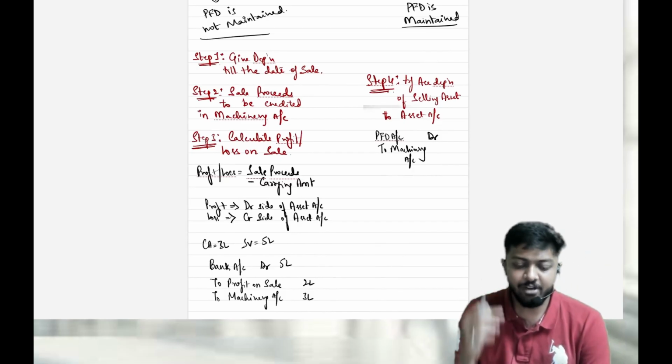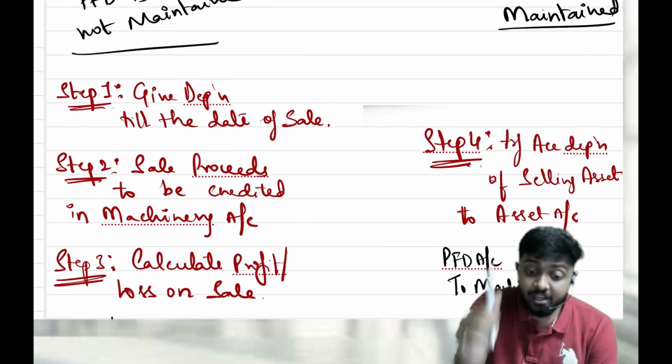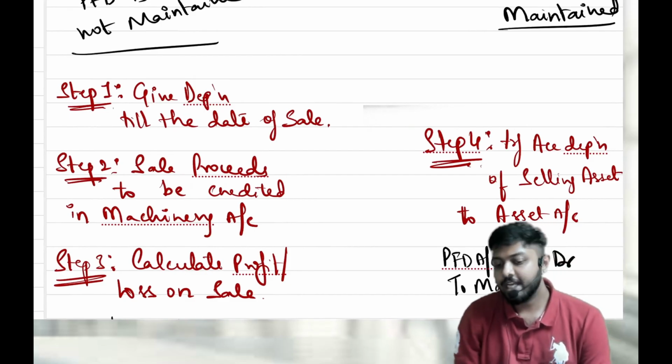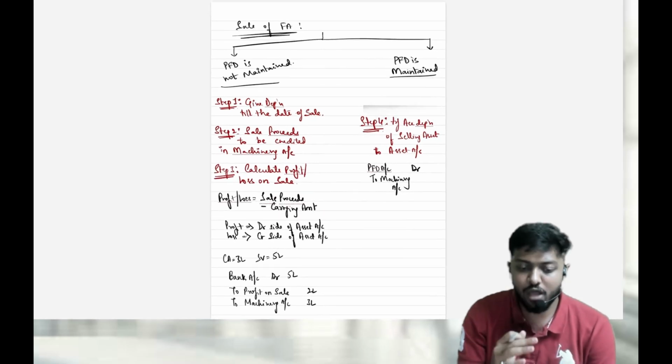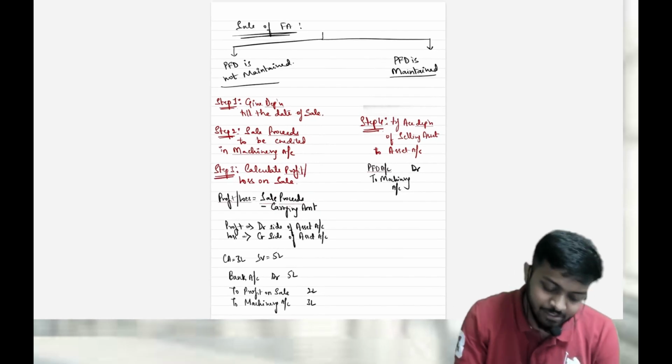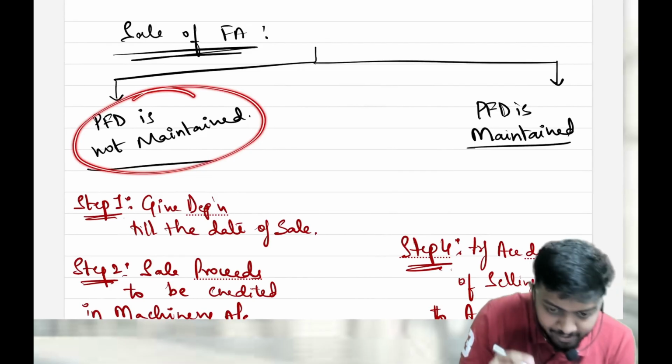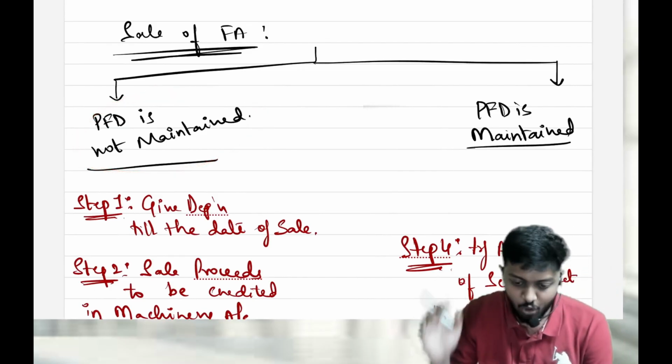Correct? Step 1, give depreciation till the date of sale for the asset that you are selling. Second, credit the sale proceeds in the machinery account. Then, if it's profit, debit side; loss, credit side. This is when PFD is not maintained. That means the effect of depreciation is going to the asset account only.